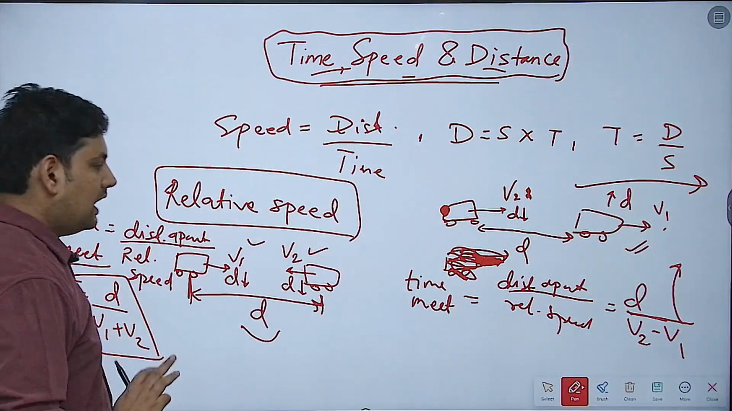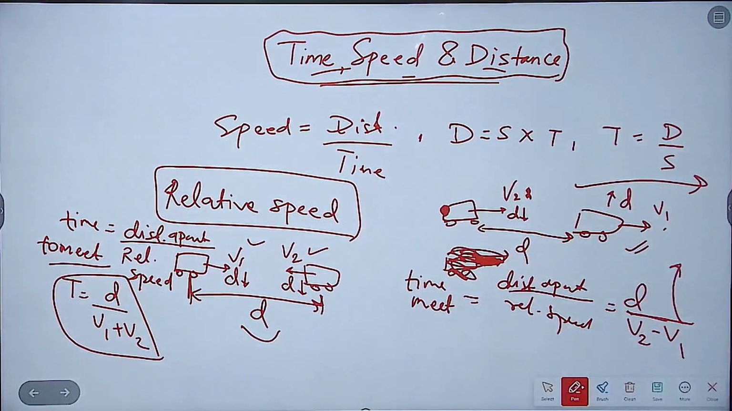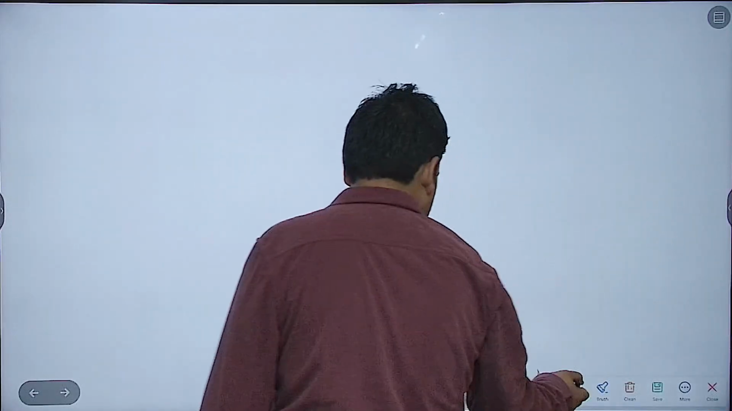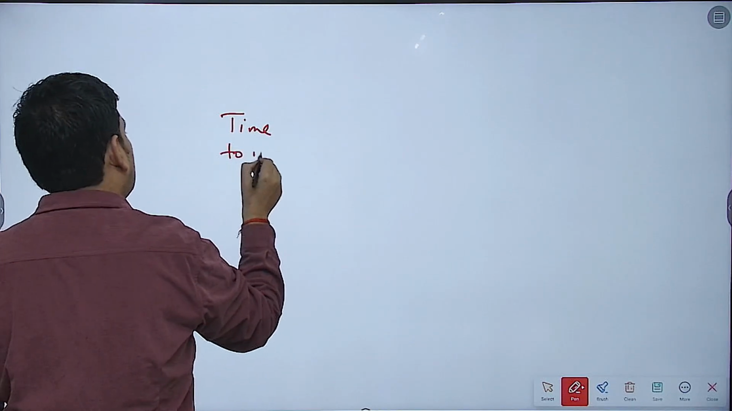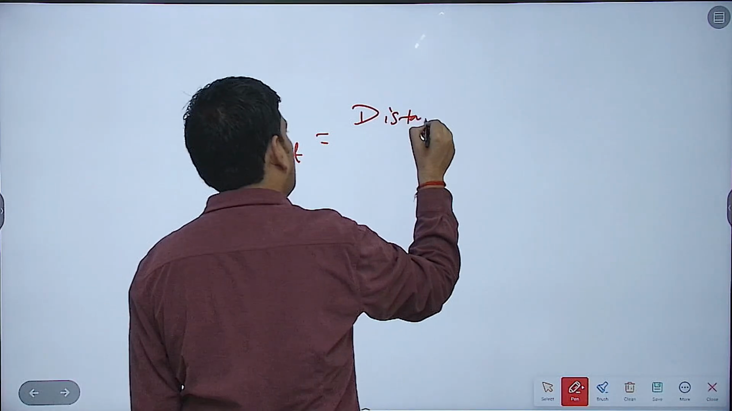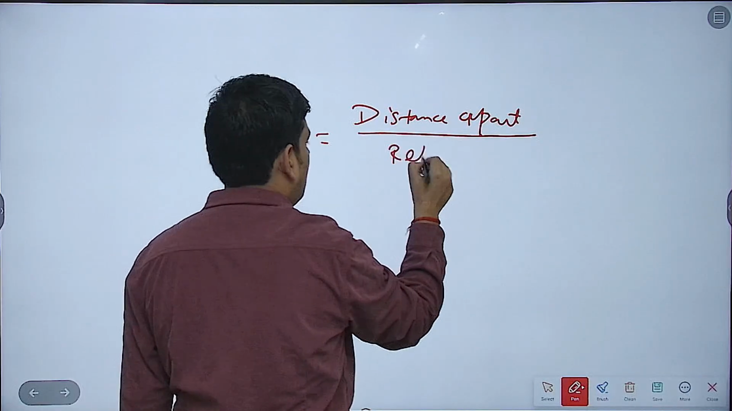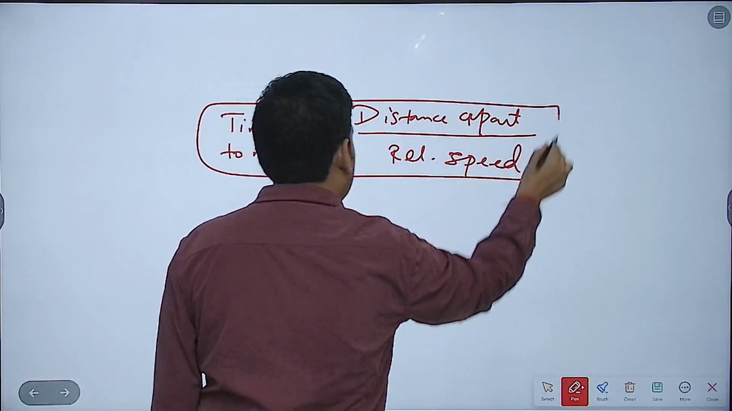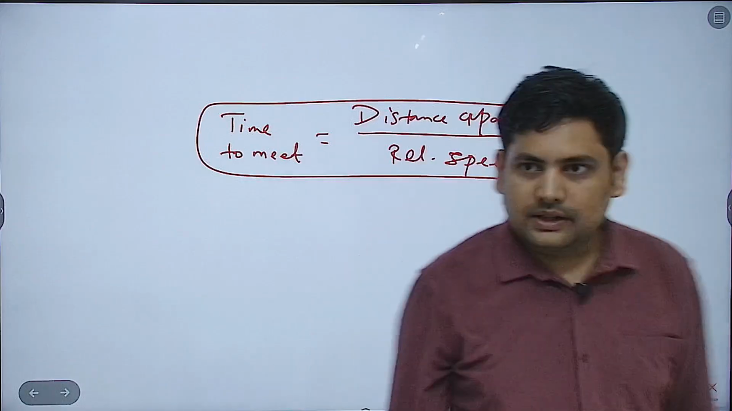Understood? So the one thing you have to remember in this whole relative speed concept is this: time taken to meet will be equal to distance apart upon relative speed. That's it. Then let's get to questions.